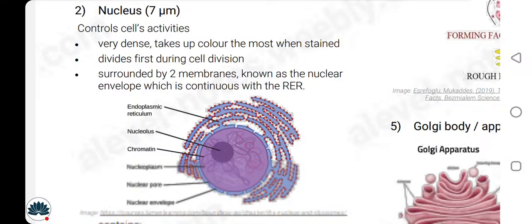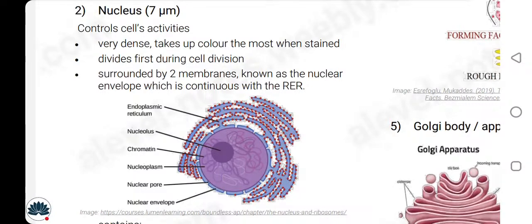It controls cell activities. It is very dense, takes up color the most when stained and divides first during cell division, surrounded by two membranes known as the nuclear envelope, which is continuous with the rough endoplasmic reticulum. It means that it is continuous with the endoplasmic reticulum, which has the ribosomes attached to it. Okay, as you can see in the diagram.